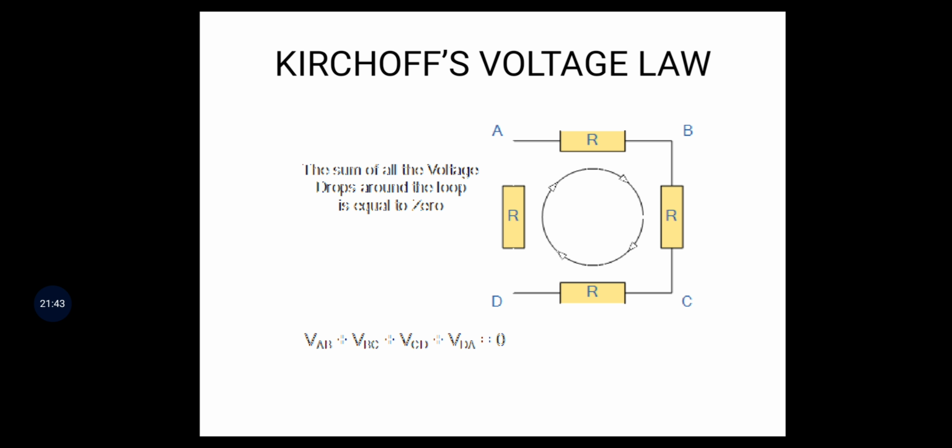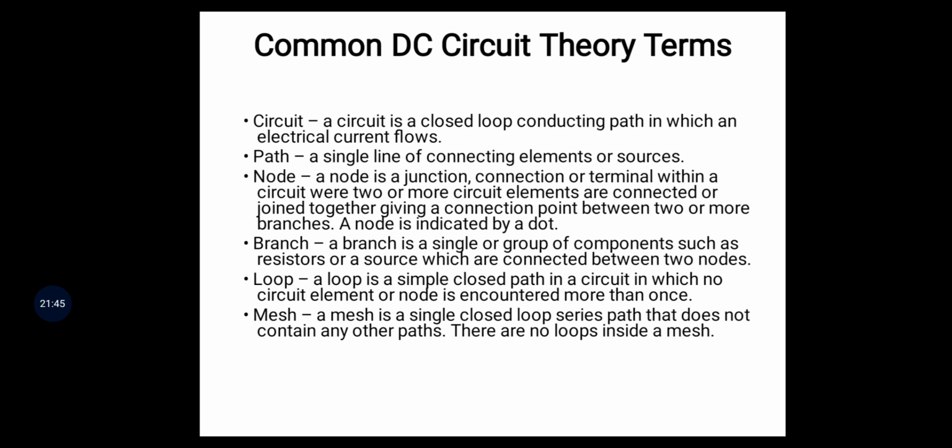Next one, here are some of the common DC circuit theory terms: what is meant by circuit, what is meant by path, node, branch, loop, mesh. This is very important when we take any problem. These terms are very important.